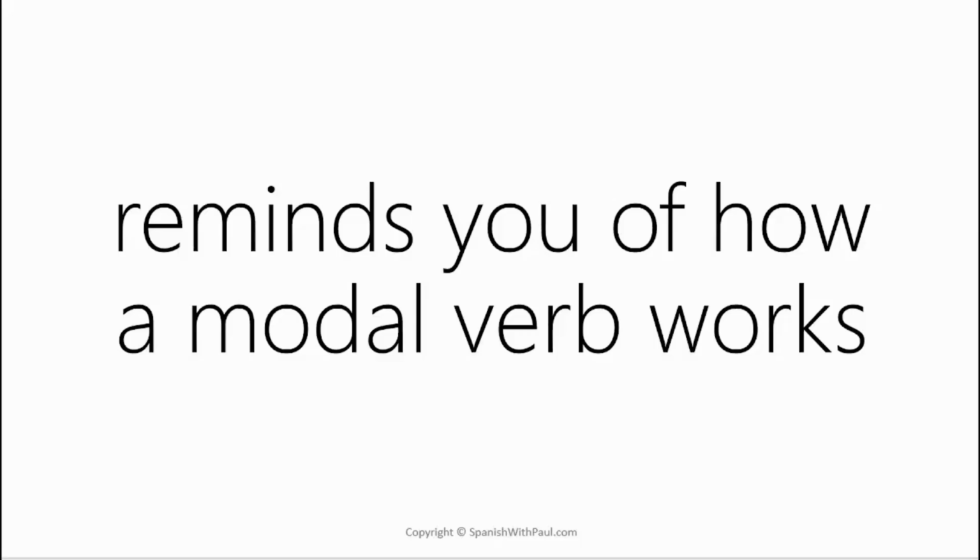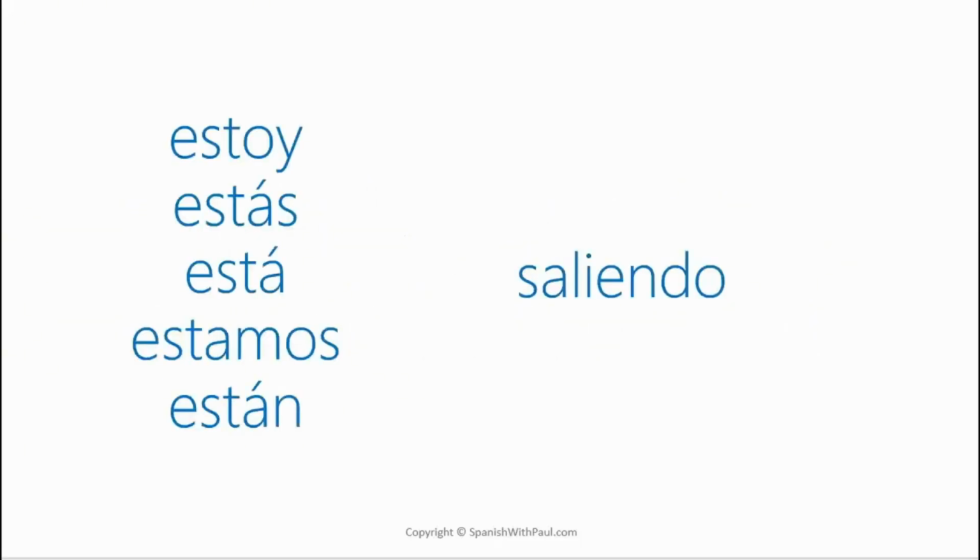For example, let's take this slide. On one side we have the verb estar conjugated in the present tense. So we have the angles: estoy, estás, está, estamos, and están. And on the other side, we have saliendo, which is the present progressive, going out. So once you have saliendo, it's simply a matter of picking which angle you want to express. They are going out, están saliendo. I'm going out, estoy saliendo. He's not going out, no está saliendo. Are you going out? ¿Estás saliendo?